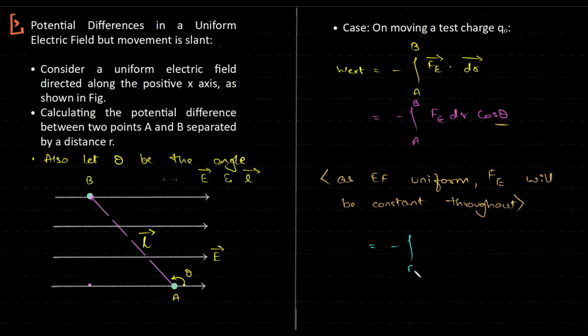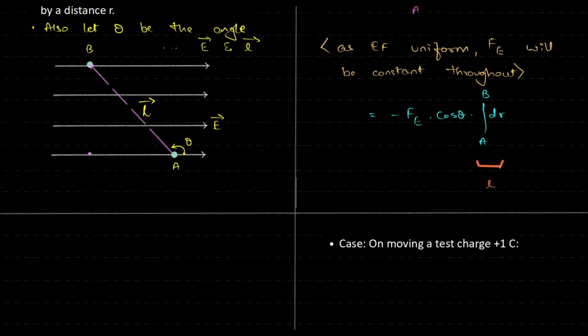And so this turns out to be, oh my bad, need to take out the constant, minus the force cos of theta and the integration from A to B of the length dr. Now, the length dr, when you integrate from A to B, will be equal to what? L. All the small chunks will add up to L. Agree? So this will be minus cos of theta into L.